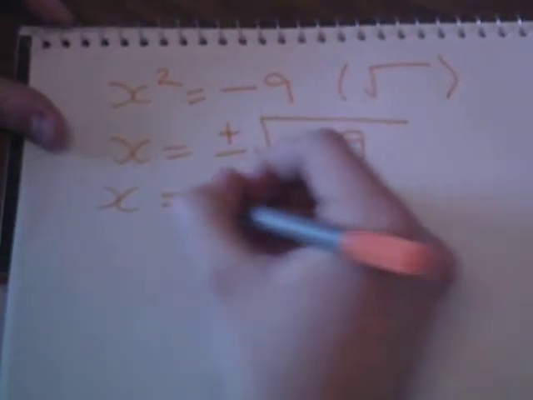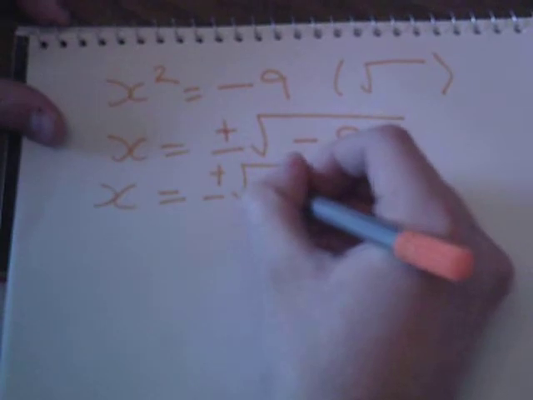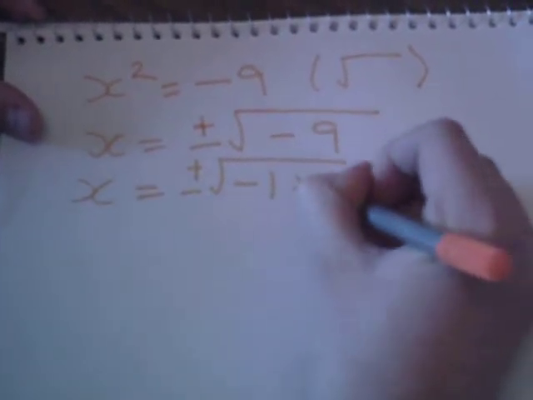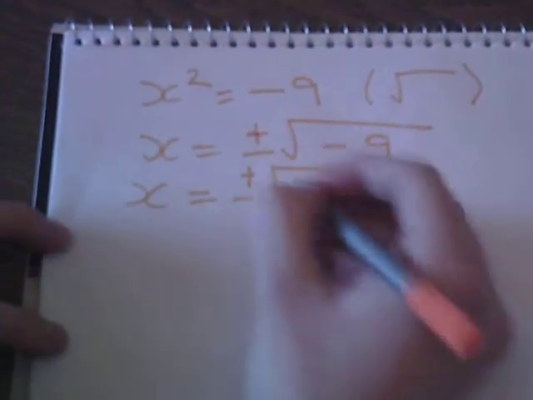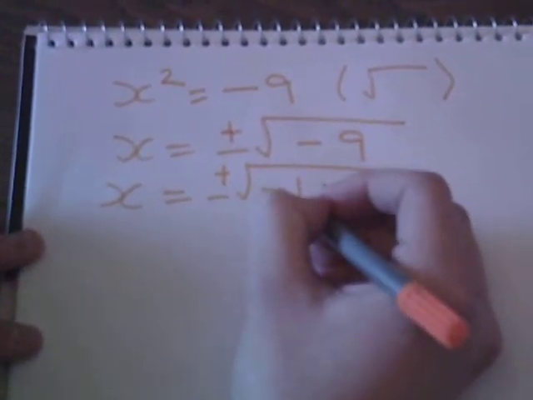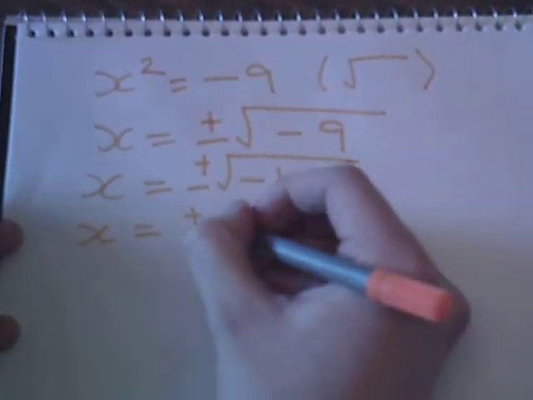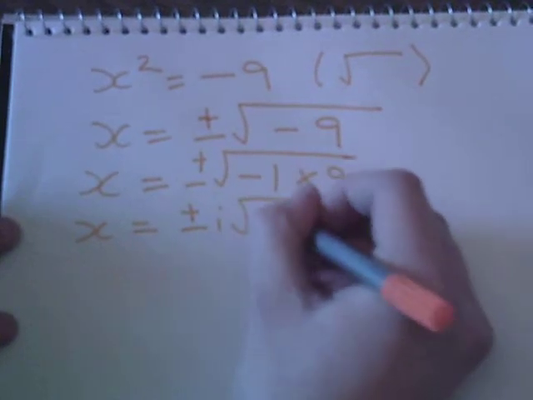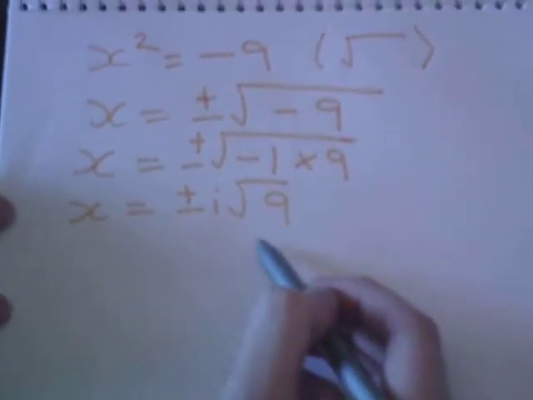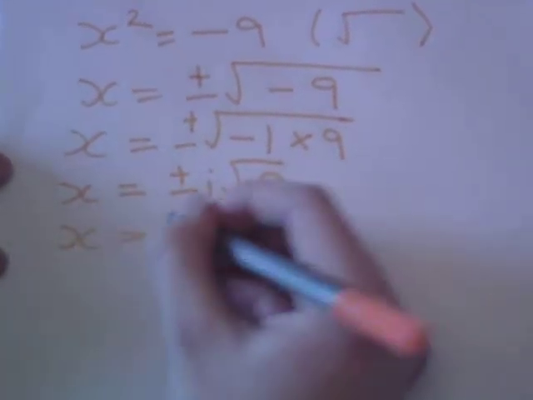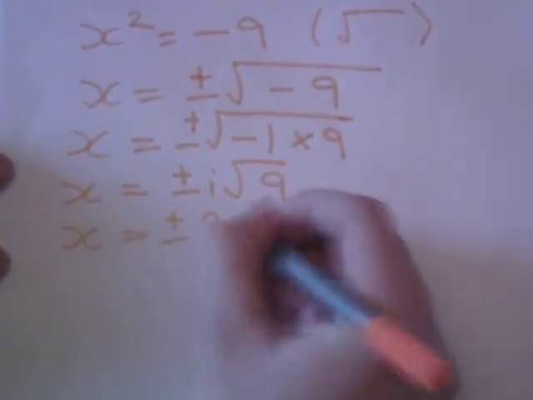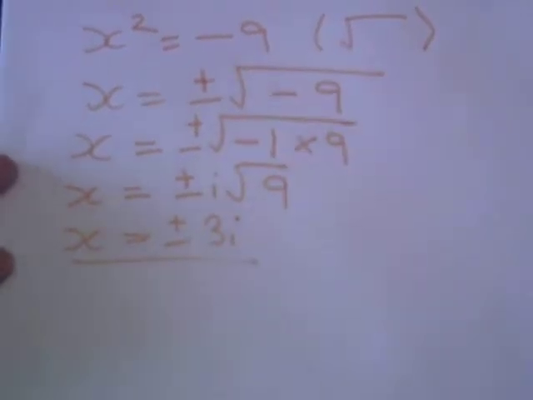So we can say that x equals plus or minus the square root of minus 1 multiplied by 9. From our previous part, we know that the square root of minus 1 is i. So x is plus or minus i root 9. But we know what the square root of 9 is. The square root of 9 is 3. So we can say that x is plus or minus 3i, and that is your answer to that.